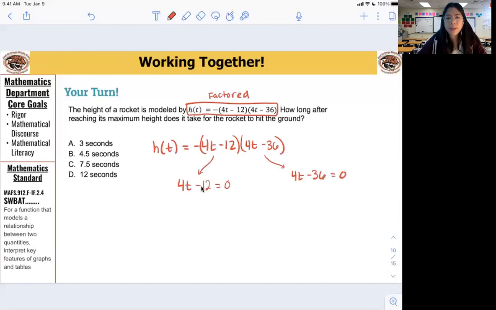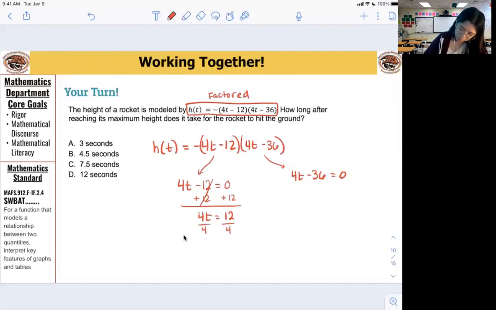What should I do to both sides of this equation? Add. So I have 4t equals 12. Now what can I do to both sides? Divide by 4. What's 12 divided by 4? 3.